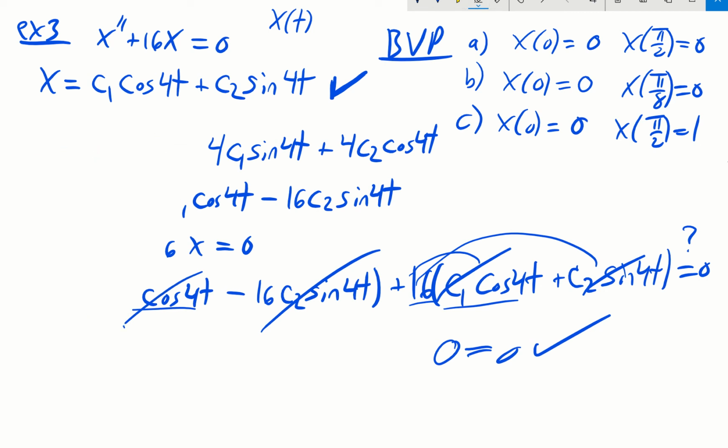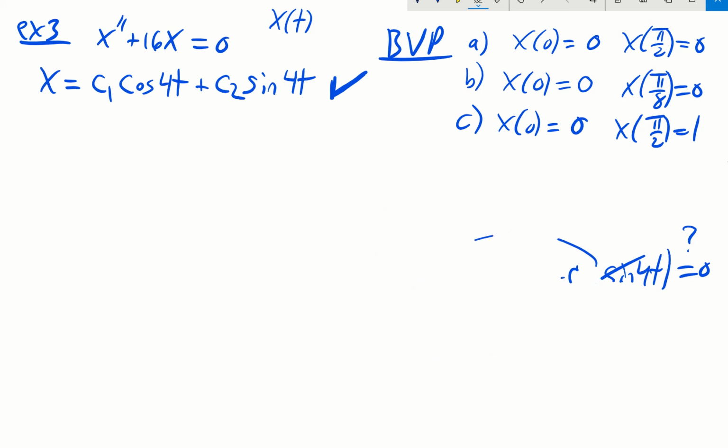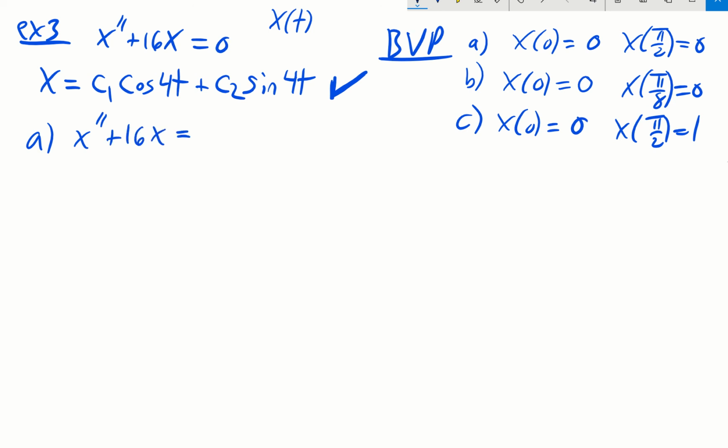What we now want to look at is to see if we can come up with a solution to the following boundary value problems. And in part A, we're going to continue to work with this differential equation. So we have x double prime plus 16x equal to 0. And we want to solve this subject to the boundary values. x of 0 should be equal to 0, and x of pi over 2 should be equal to 0.